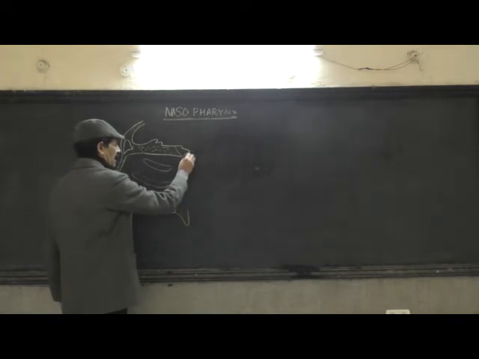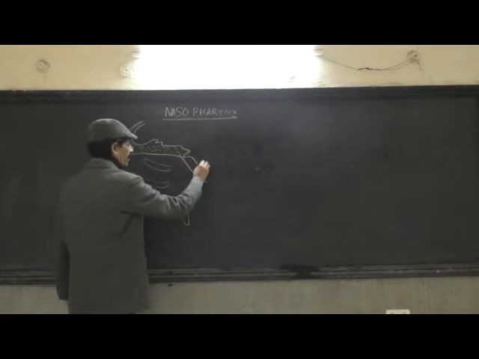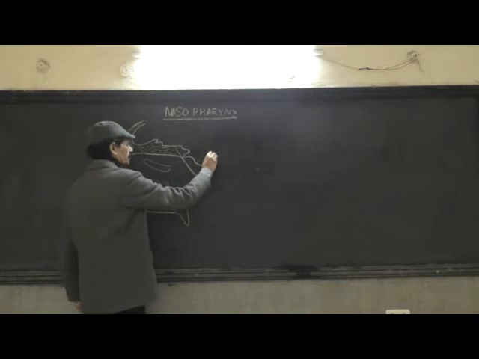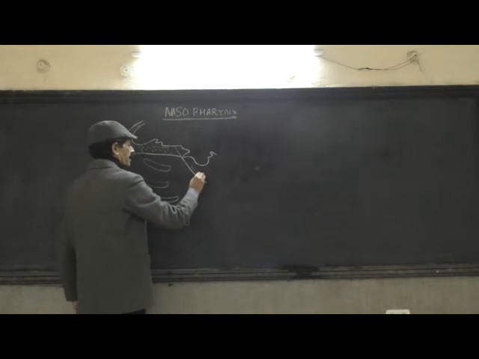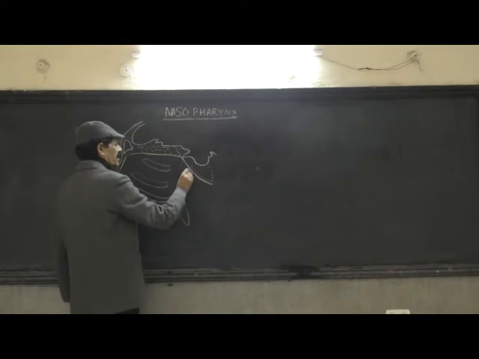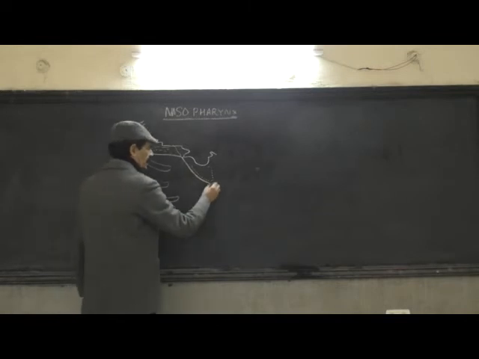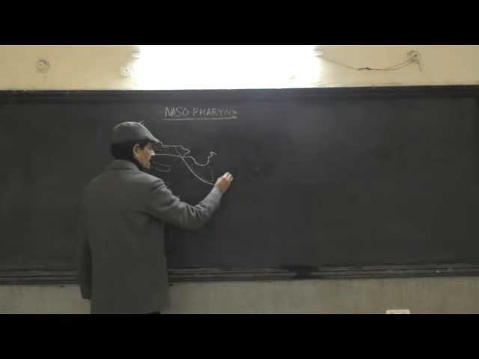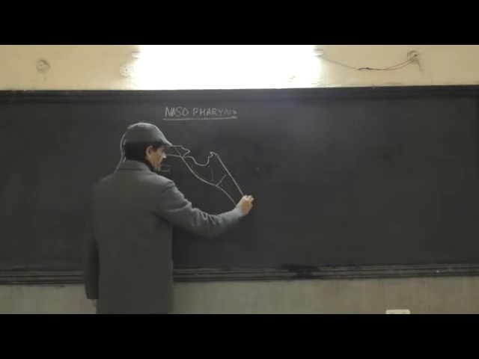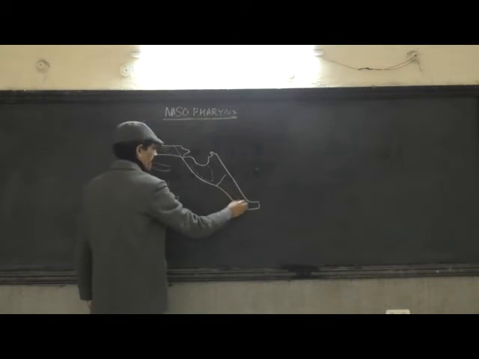Then here lies the body of the sphenoid bone with the pituitary fossa. This is the sphenoidal air sinus in the body of the sphenoid bone. So this is the base of the skull. And behind this is the basiocciput. This is the clivus. And this is the foramen magnum.